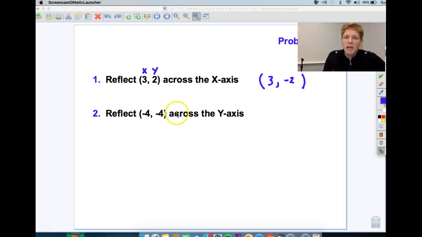Reflecting (-4, -4) across the y-axis, in this case, which coordinate stays the same? Since we're going across the y-axis, our y-coordinate stays the same, so that's going to be negative 4. And then our x-coordinate is going to change to its opposite, so we'll be left with (4, -4). And that is all there is to it.